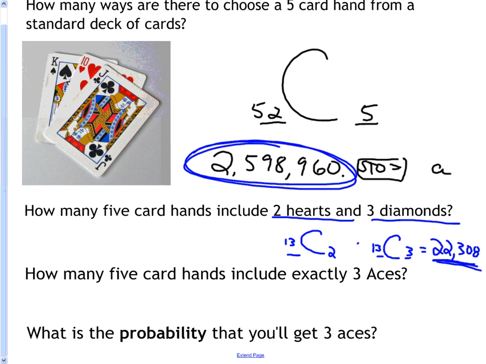Okay, next. How many 5-card hands include exactly 3 aces? Well, it says exactly 3 aces, but it says 5 cards. So it really does have 2 parts. The part about the aces and the part about the not aces. Figure that one out. I'll pause while you do.